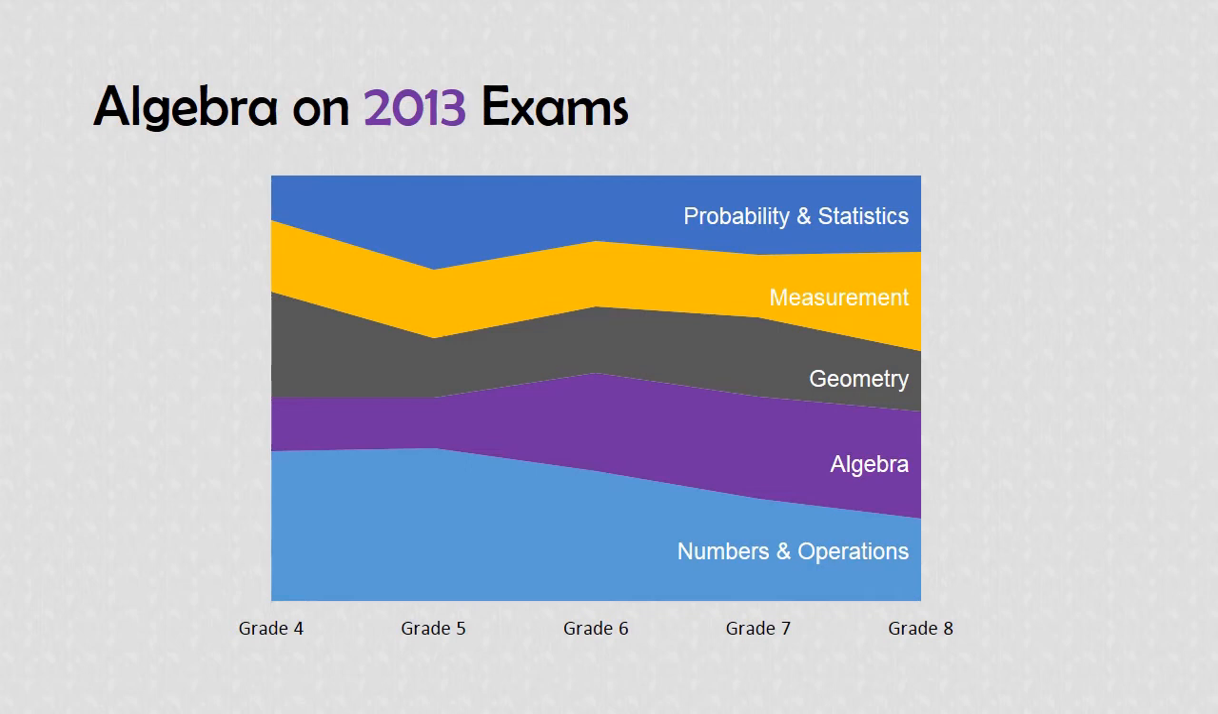Okay, so our group looked at the answer keys for the 2013 exams and graphed the percentage of the problems pertaining to each of the 5 categories: probability and statistics, measurement, geometry, algebra, and numbers and operations. As you might expect, the amount of algebra increases from a small portion of the exam, around 13% in 4th grade, to nearly a quarter of the exam in 8th grade.